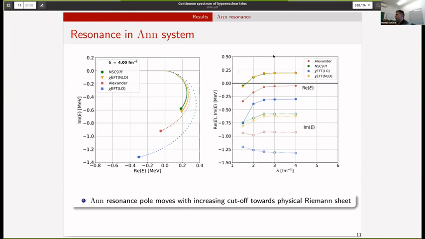It predicts ΛNN systems which exist in the physical complex plane, but most of them exist in the unphysical complex plane. Also, we see that if we look at the width, or imaginary part, of the ΛNN, it's actually rather large.